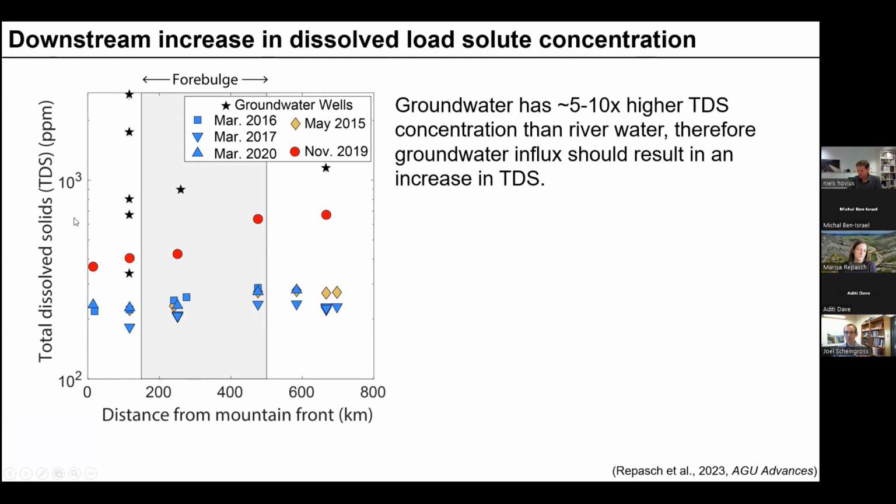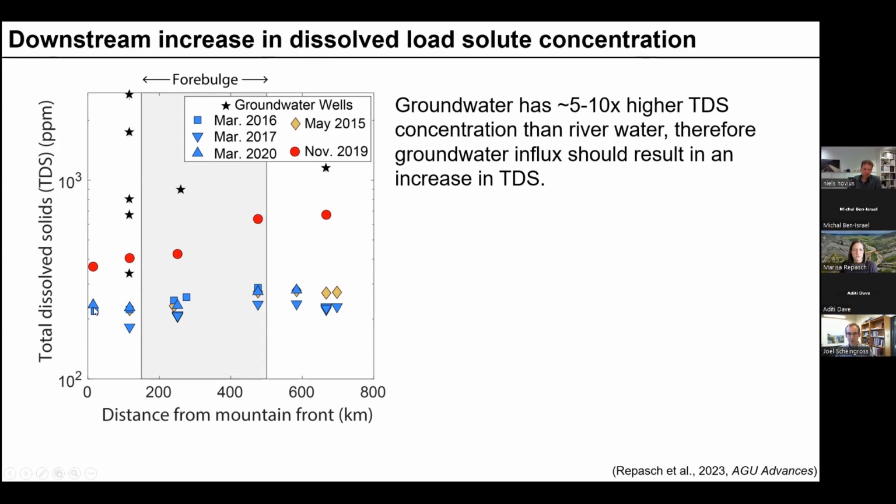And I hope the first thing that really jumps out at you is that the groundwater has 5 to 10 times higher solute concentrations than the rest of the river water. So if there is groundwater input into the Rio Bermejo, we would expect to be seeing that with an increase in solute load moving downstream. And so you can see that a bit here in these November 2019 samples. These have higher total dissolved solids than all the other samples. This is during the dry season. And we do see this increase here.